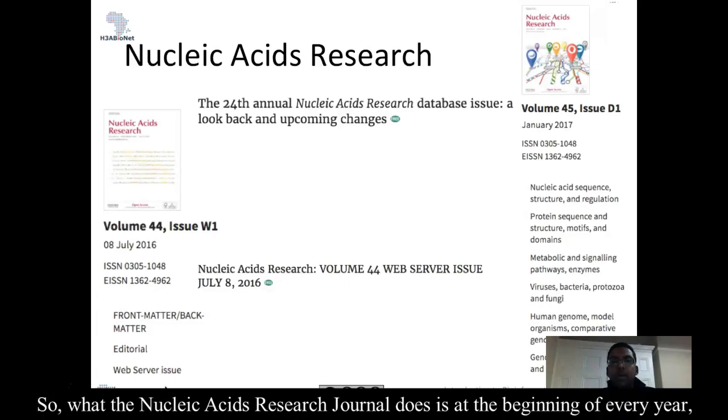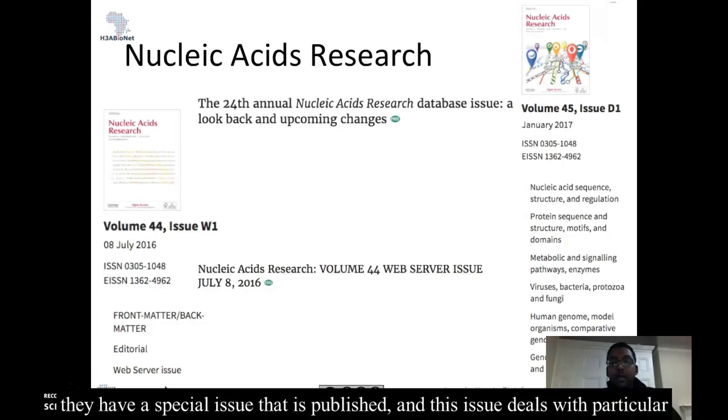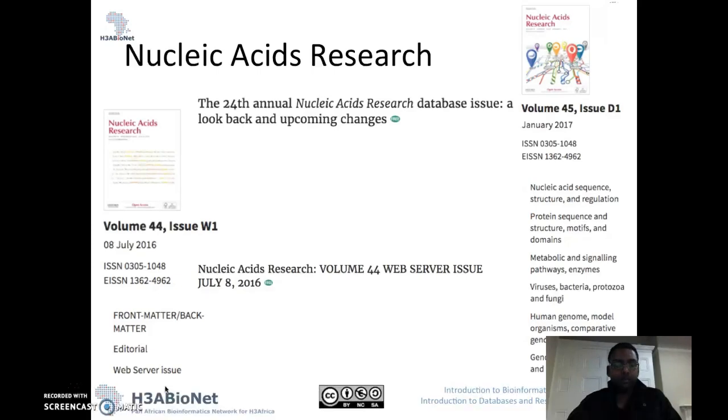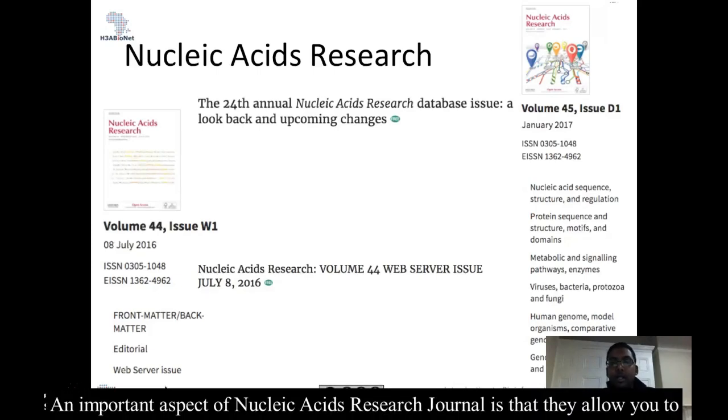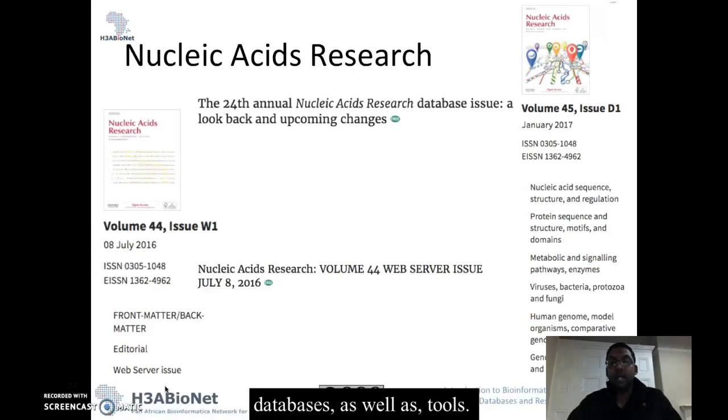What the Nucleic Acids Research Journal does is, at the beginning of every year, they publish a special issue, and this issue deals with particular bioinformatics databases that have been developed and are available online. An important aspect of the Nucleic Acids Research Journal is that it allows you to keep up to date with the latest resources available online in terms of databases as well as tools.